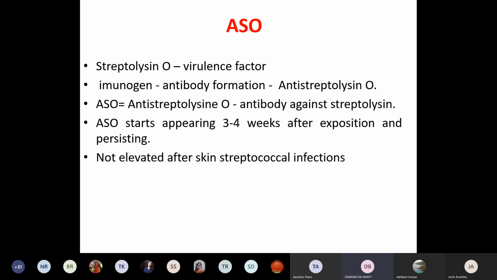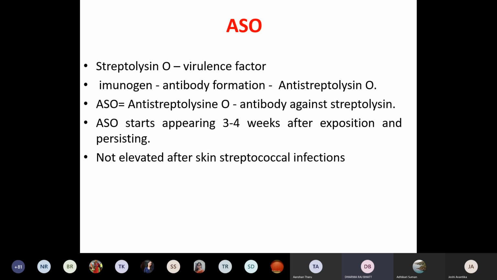So ASO level is not useful for diagnosing primary infections like streptococcal pharyngitis or streptococcal skin infections, as its level remains low or undetectable during the first 2 weeks. After 2 weeks its level gradually increases, and by the time clinical features of post-streptococcal glomerulonephritis begin, we can find the elevated level of ASO, which is more relevant in diagnosing the complication caused by group A streptococci rather than the primary infection.